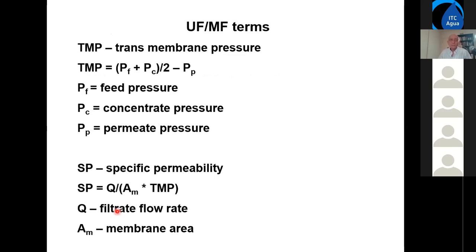In the same way as we have net driving pressure in the RO, here we have transmembrane pressure, but there is no term of osmotic pressure because membrane filtration does not concentrate any ions. It does not reject or concentrate; whatever is dissolved will pass through the membrane filtration. So the TMP is the pressure at the feed plus the pressure at the concentrate, if we go cross flow, divided by 2, minus the permeate pressure. Okay. Specific permeability, again, is the filtered flow rate divided by area divided by TMP, the transmembrane pressure.